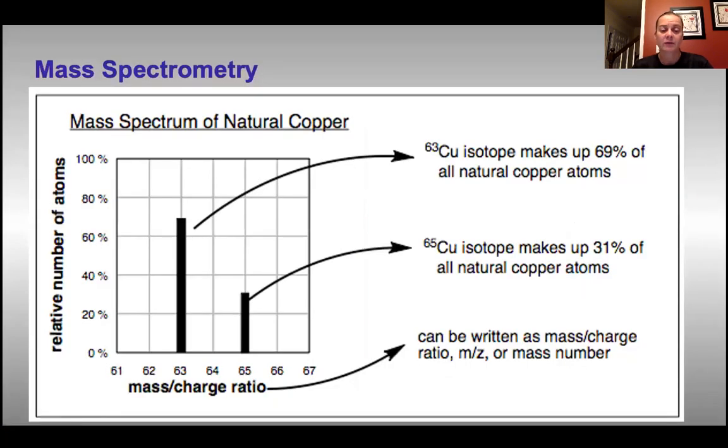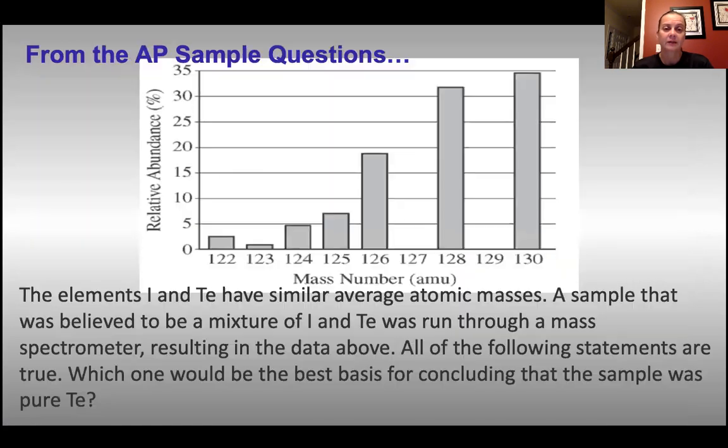Here's the mass spectrum of copper as we take a sample from nature. So we know this is pure copper, and we see that we have two different peaks. We have a peak at 63 and a peak at 65. And we see that the peak at 63 is much taller than the peak at 65 because there's much more copper 63 than copper 65. So this sort of information allows us to determine isotopic abundance.